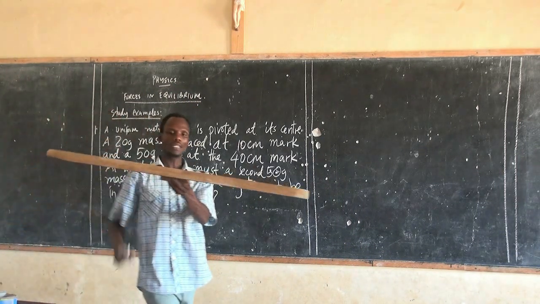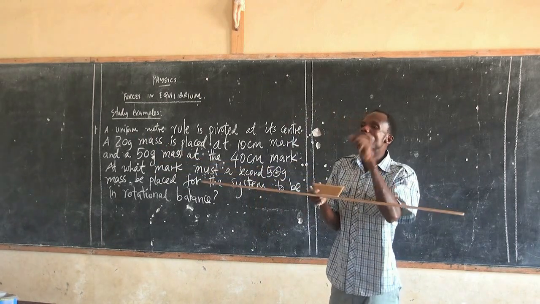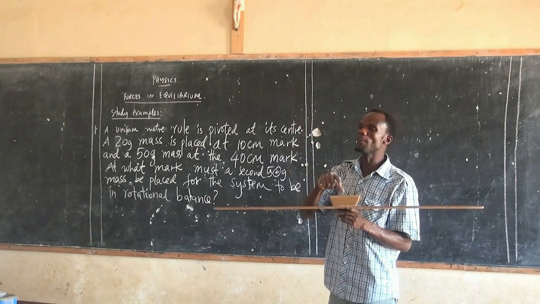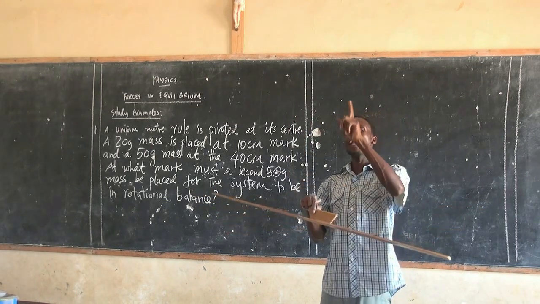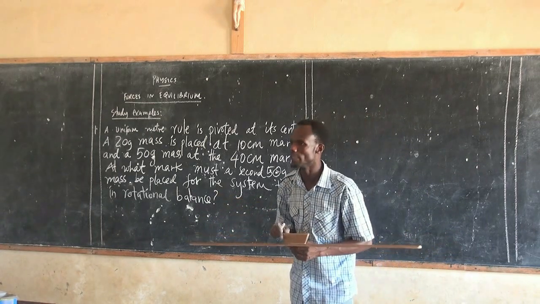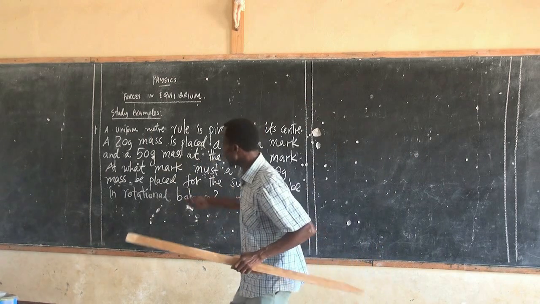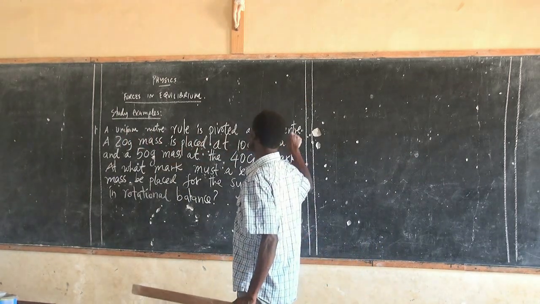Example of a metal loop, this is a metal loop. Why is it called a metal loop? It is a ruler of 1 meter. If it is a ruler of 1 meter, it means it is a ruler of 100 centimeter, because 1 meter is equal to 100 centimeter. And that's why it is called a meter rule. And therefore, we say a uniform metal loop is pivoted at its center.